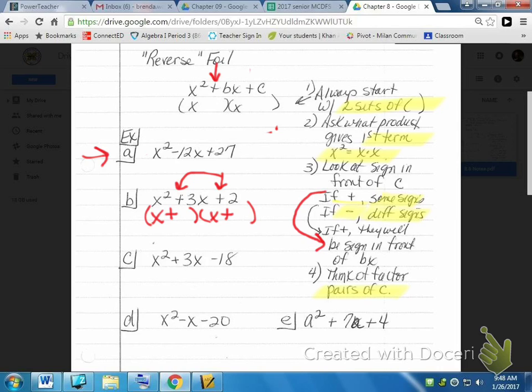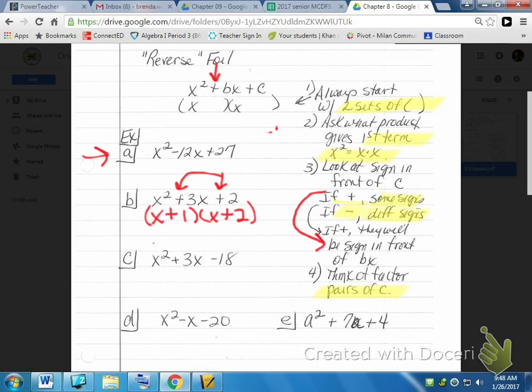Next, I think of factor pairs of C. Well, the best part ever is 2 is a prime number. Why is that so great? Yeah, 1 pair. So it has to be 1 times 2. Now, as I'm doing this, as you guys are starting, the best way to check yourselves is to do what? Foil. Let's foil it back just to make sure.